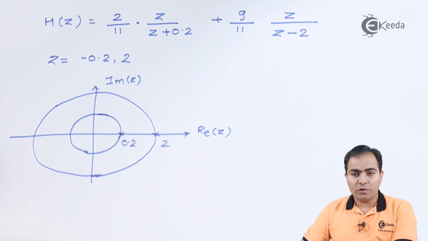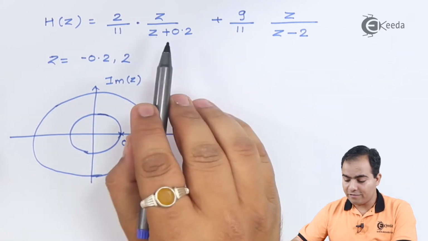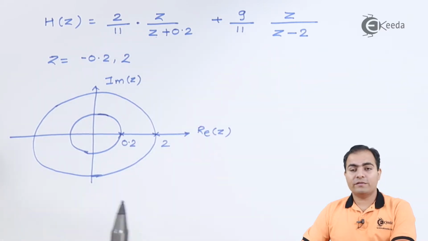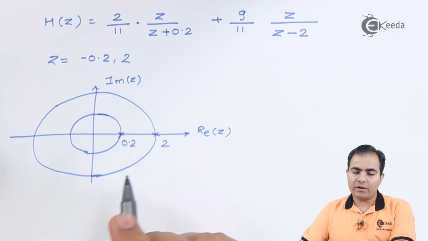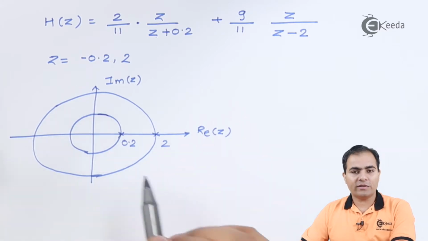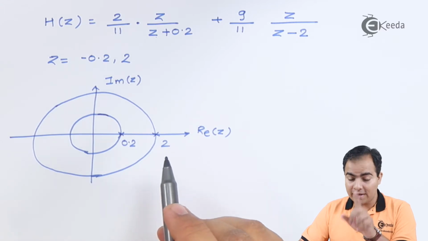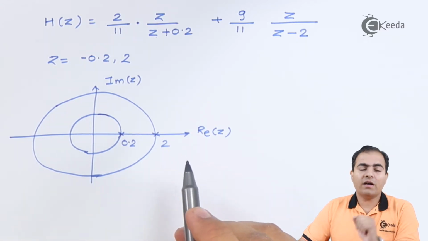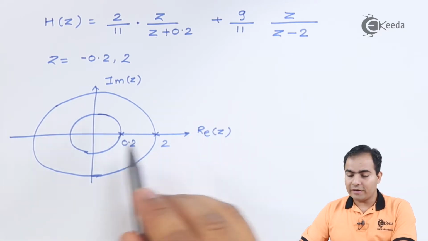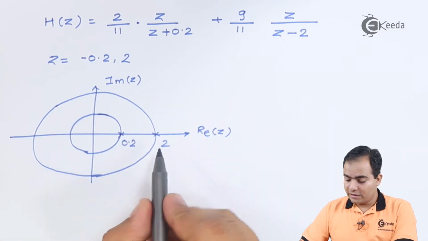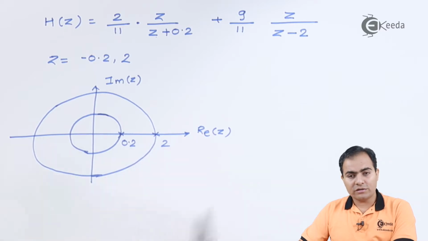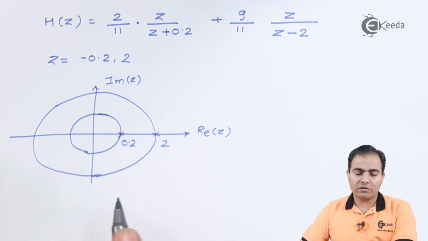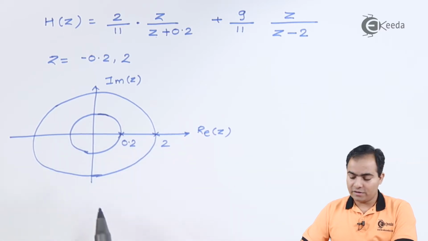Now from this we can say you will get three types of ROCs. As I told you earlier, if we have two poles, then of course we will have more than two ROCs, or you can say 2 plus 1 ROCs, which means if we have n poles, then we will always have n plus 1 ROCs. Now look here, the first ROC is causal, the second will be non-causal or anti-causal, and the third one is two-sided.